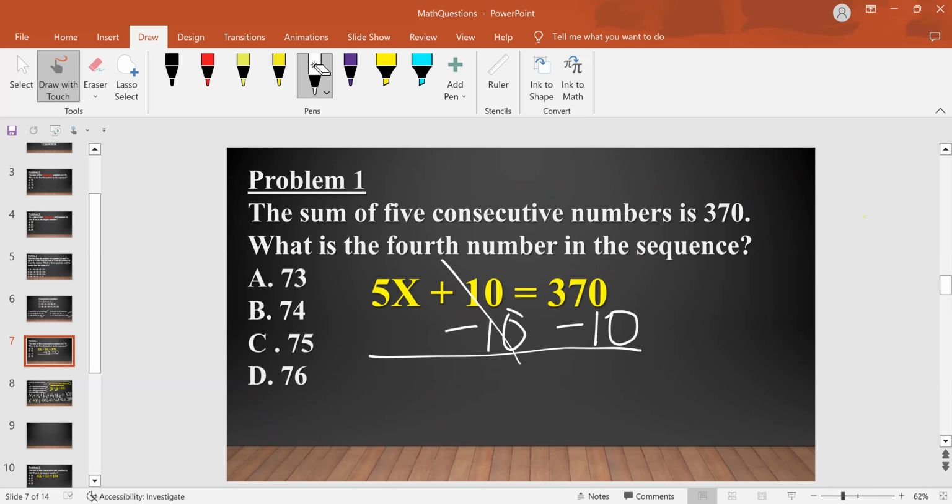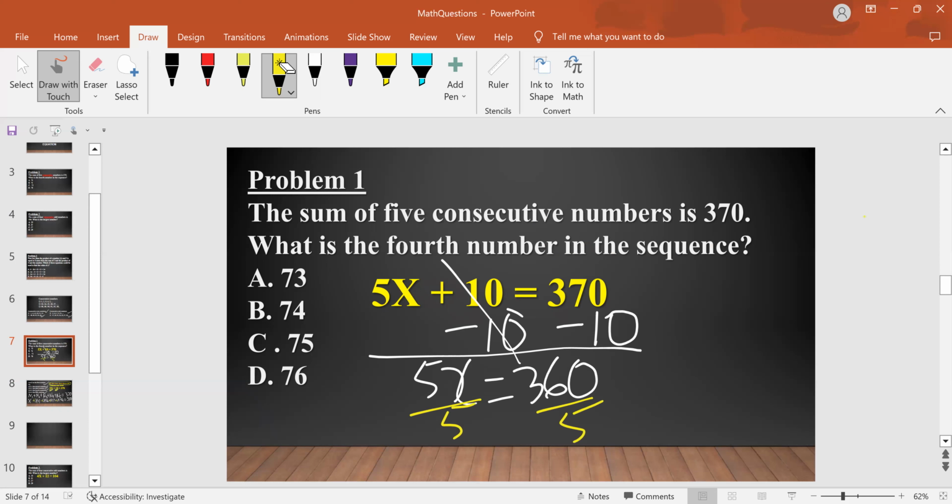Therefore, we have 5x is equal to 360 because 370 minus 10. After that, we're going to divide both sides by 5 to get x alone. So in that case, we're going to have x is equal to 72. But this is not yet the answer because in the question they say, what is the fourth number?